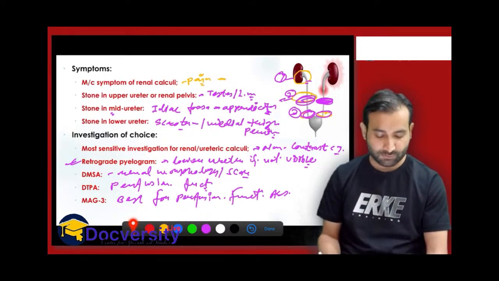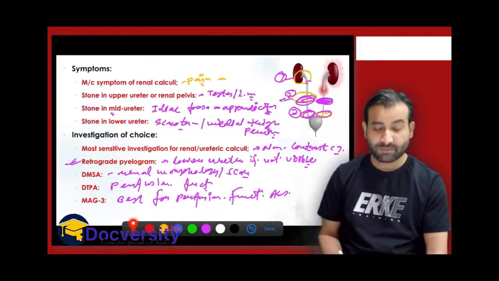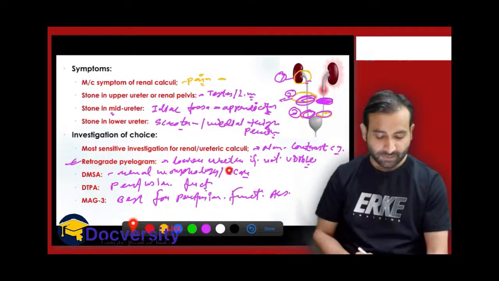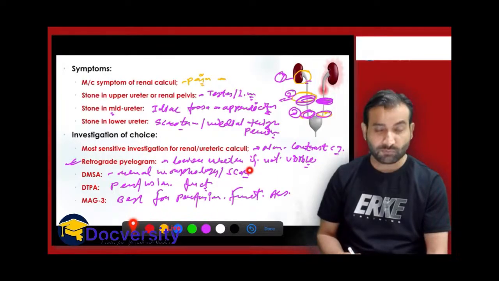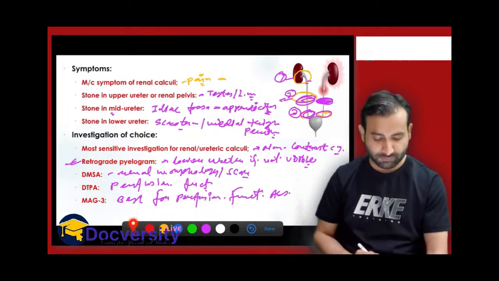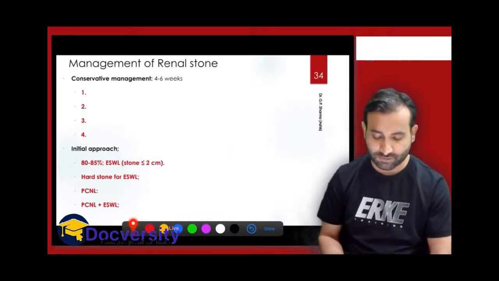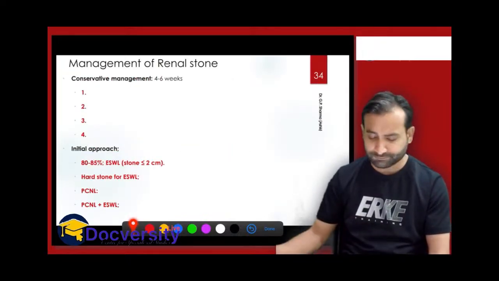So this is the investigation of choice. Retrograde pyelogram, if in the non-contrast CT we cannot see the lower ureter, then we do this one. DMSA scan we do for the renal morphology. If there is any scar formation, renal injury, we do this one. If it is the DTPA, we do what? The perfusion function test we do by DTPA. But MAG3 is the best for the perfusion function assessment, right? So we do understand this one.